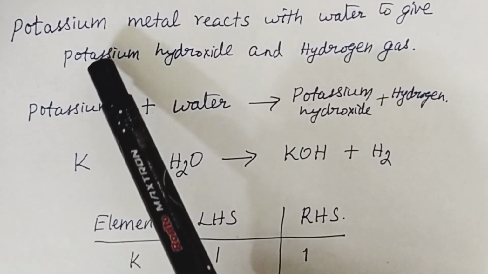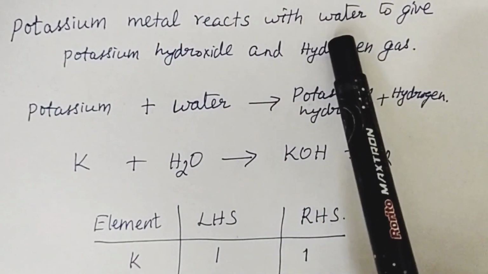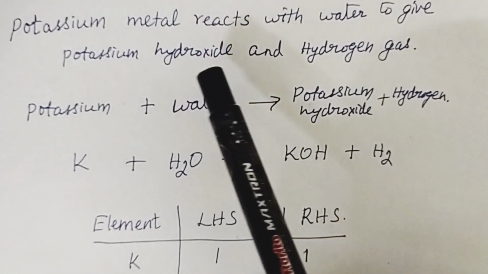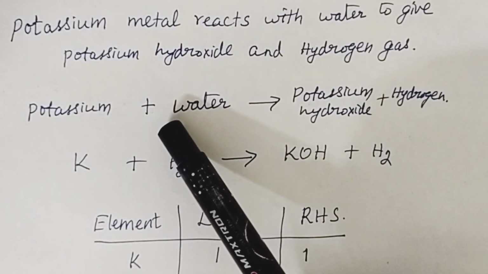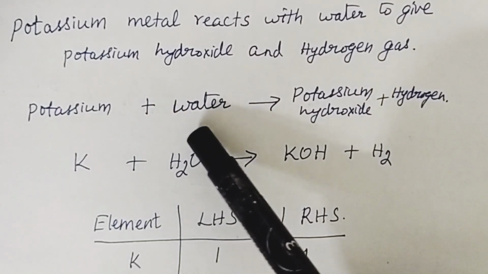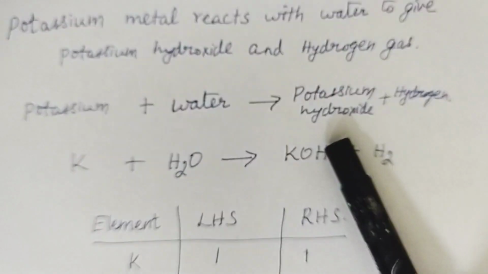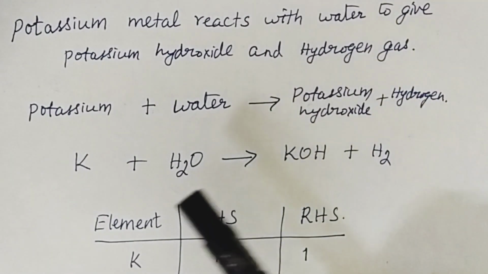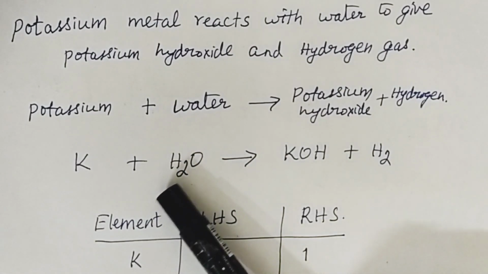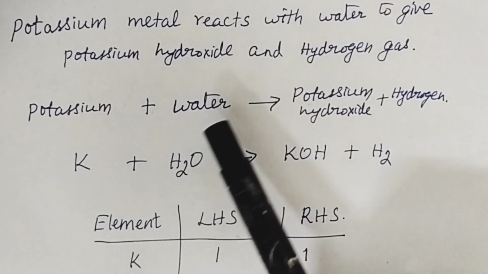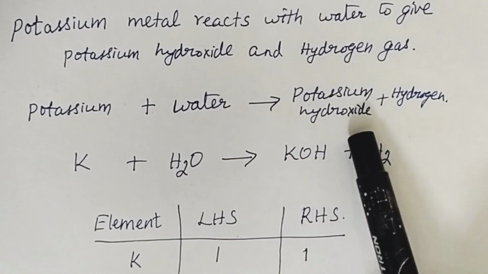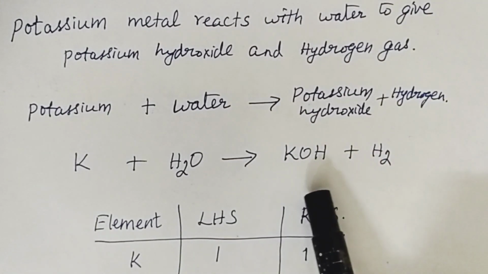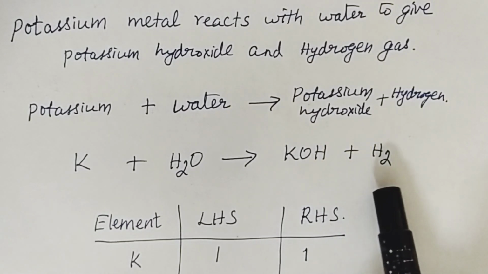Next equation. Potassium metal reacts with water to give potassium hydroxide and hydrogen gas. We'll write the word equation first. Potassium plus water gives potassium hydroxide plus hydrogen. Next, chemical equation. Symbol of potassium K. Water H2O. Gives potassium hydroxide KOH plus hydrogen gas.